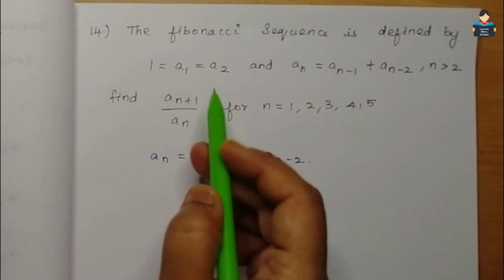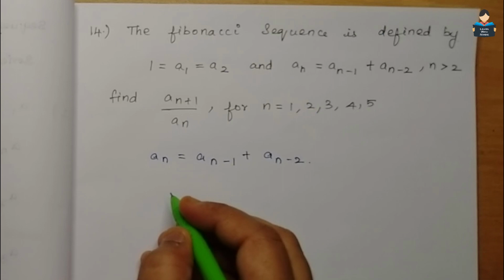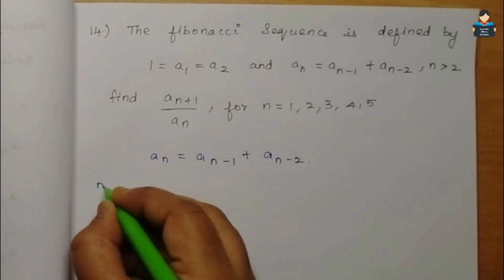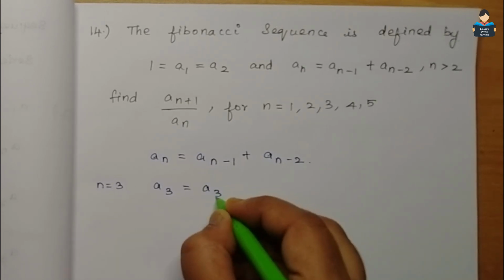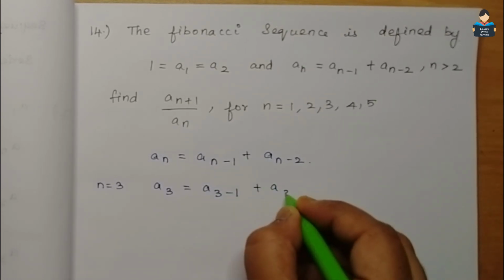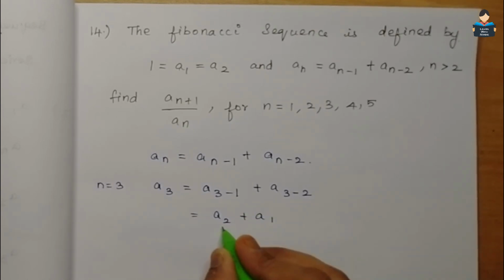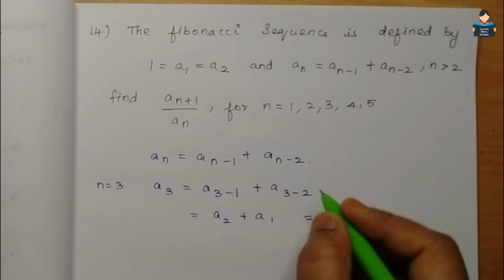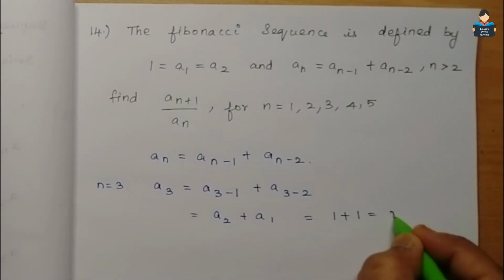They have already given a1 and a2, which is 1. Now we can start from a3. For n value 3, a3 equal to a3-1 plus a3-2, that is a2 plus a1. Here a2 and a1 are given as 1. So 1 plus 1, which is 2.